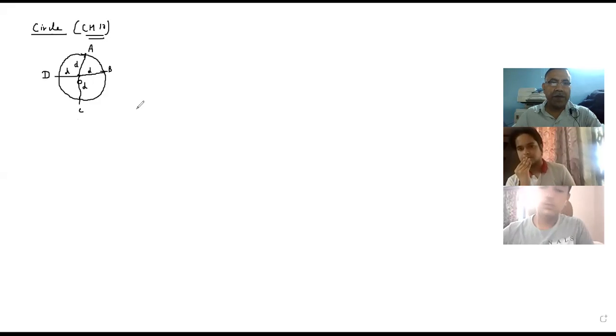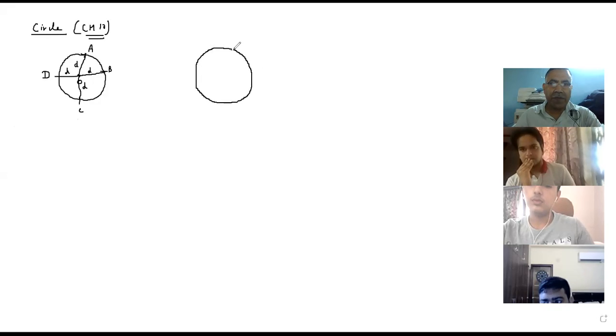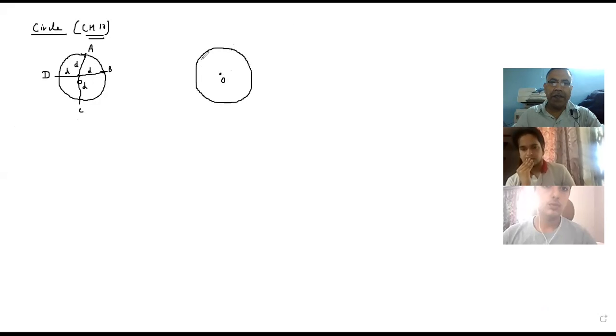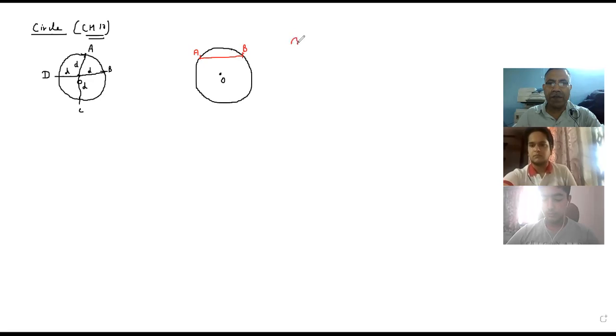Now, in this circle, there are some points I want to discuss with you. If this is my circle and this is the radius of the circle, a line which joins 2 points on the circumference and stops there. One point A is on the circumference, B is on the circumference. A and B are 2 points on the circumference of the circle.